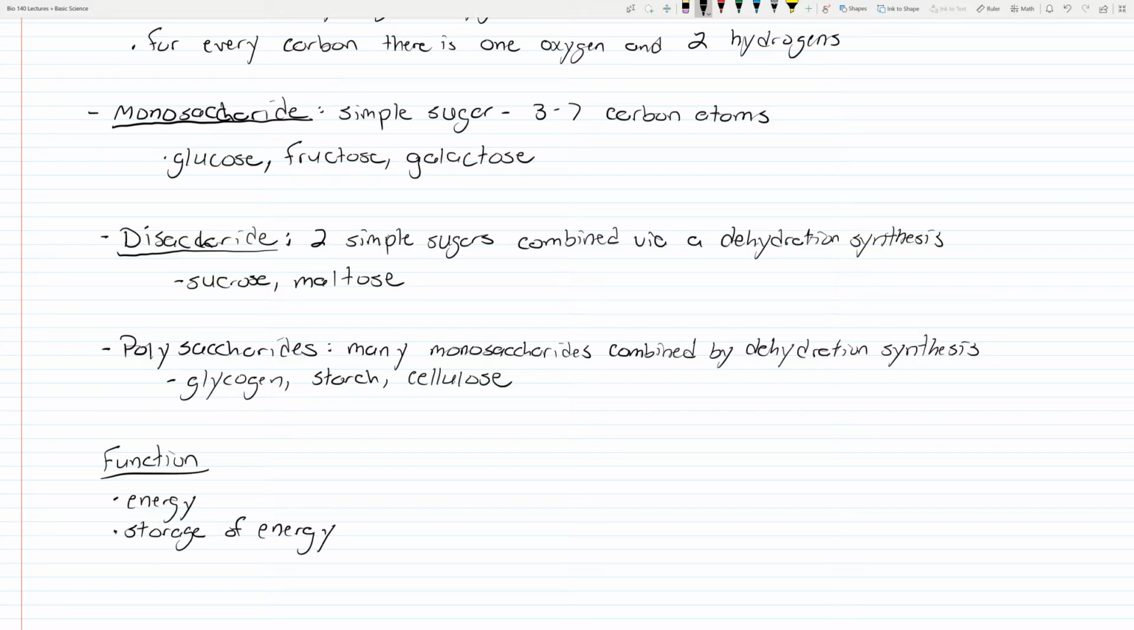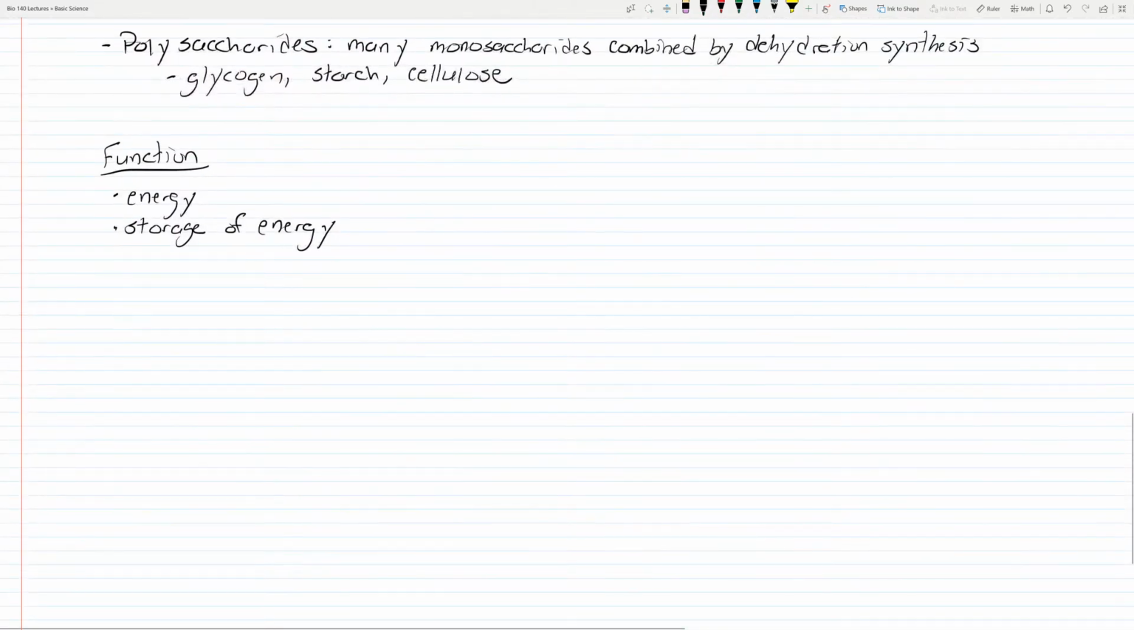All right, so now we're going to take a look at glucose, because it's one of the most important carbohydrates. The reason this is important is because this is the primary sugar that we use. It is the primary sugar used for energy in humans.